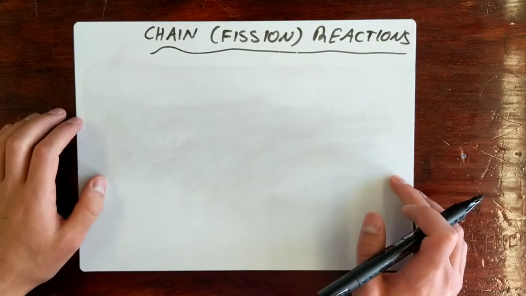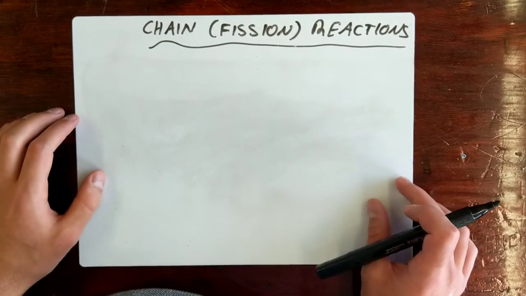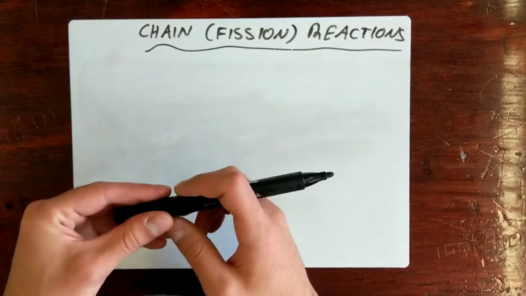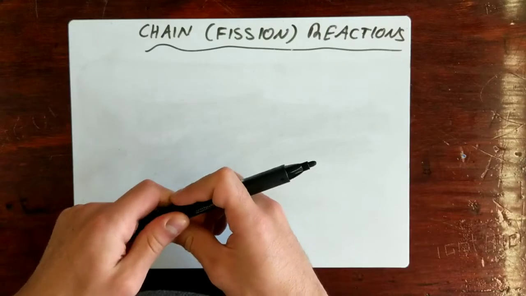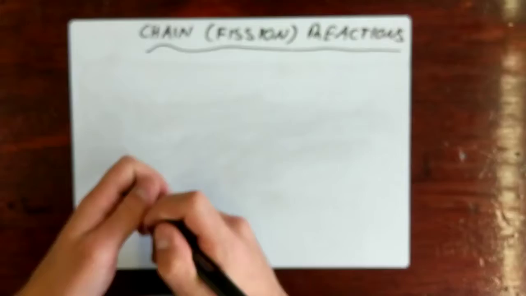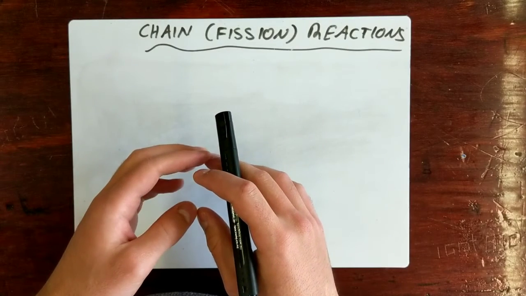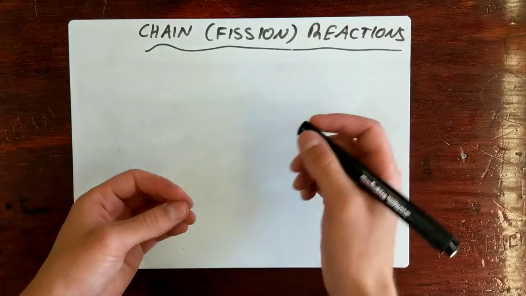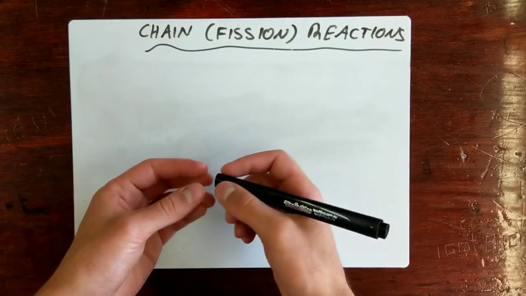Hi everyone. In previous videos, we've been learning about nuclear fission, and we've seen some examples and done some calculations involving nuclear fission. Now we can start talking about the practical applications of fission, both the destructive applications like atomic bombs and the constructive applications like nuclear power plants.